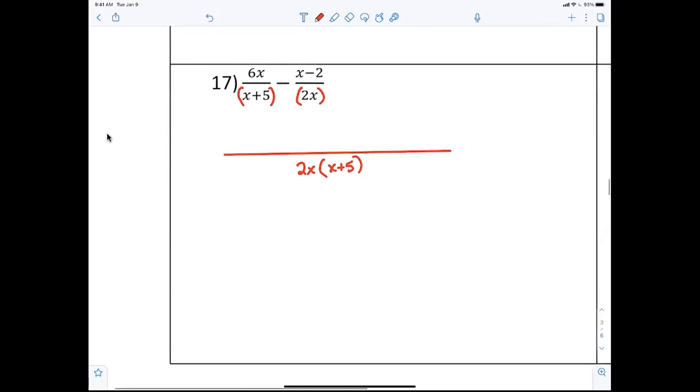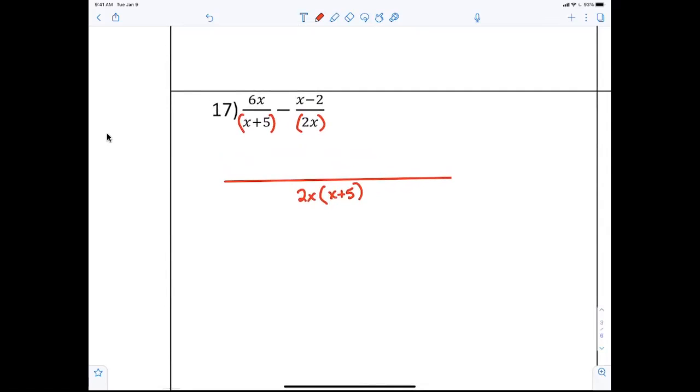All right, so now this was easy. Come on, no daydreaming. What am I going to multiply the left numerator by? 2x. Right, so everybody can just put a 2x right there. And what am I going to multiply the right numerator by? X plus 5. Now, this one's particularly annoying, all right? But just to show you all the work, because you can make a mistake, I'm going to write 6x times 2x minus x minus 2 times x plus 5.